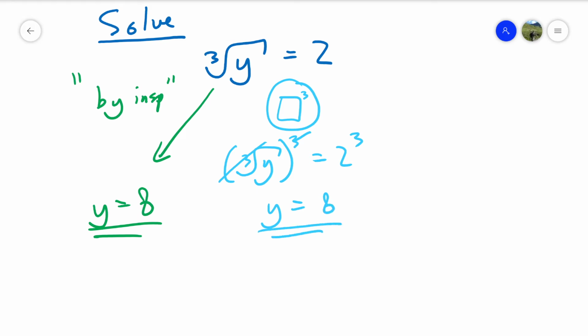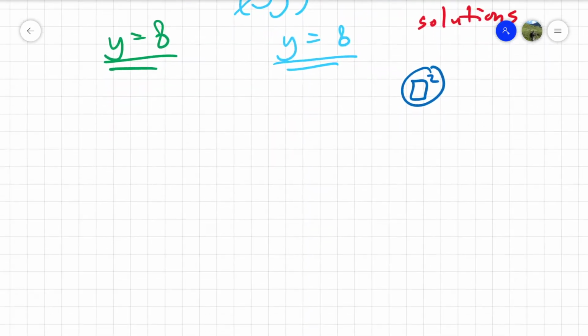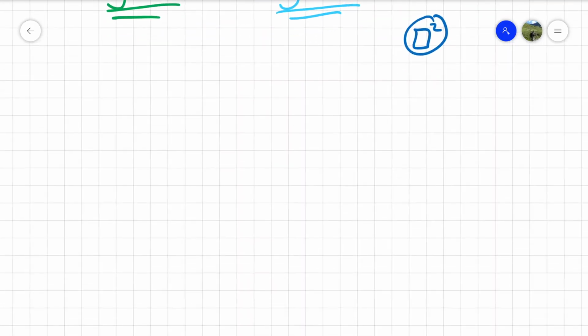There is a problem with that, which is there is a risk that you create new solutions, because you've just cubed it. If you cube something, you might be creating new solutions. It doesn't appear to happen in this case, but just be careful. It's a similar risk if you try squaring both sides. You always have to be a little bit careful if you're doing things like squaring and cubing. Anyway, let's do the next question.